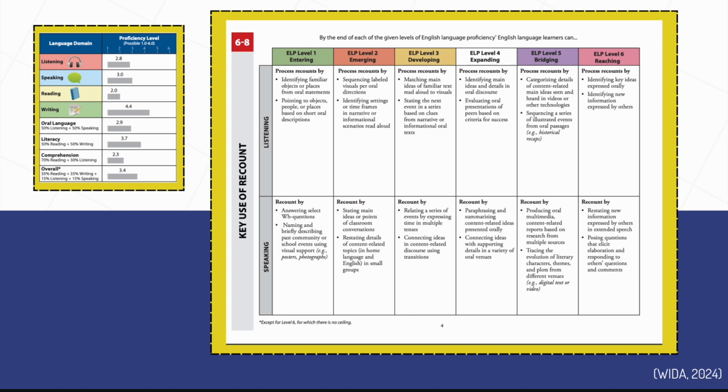If you have access to any scores right now, go ahead and pull out an individual student's scores. This sample has a listening score of 2.8. While he is approaching the ELP level of 3, ELP meaning English language proficiency, I will still look at the ELP level 2. In listening, he should be ready to recount by sequencing labeled visuals per oral directions and identify setting or time frames in narrative or informational scenarios that are read aloud. Also, because I want to use scaffolding in the class, I might also glance over ELP Level 3. I know these are things that he will be ready for next in the area of recounting.